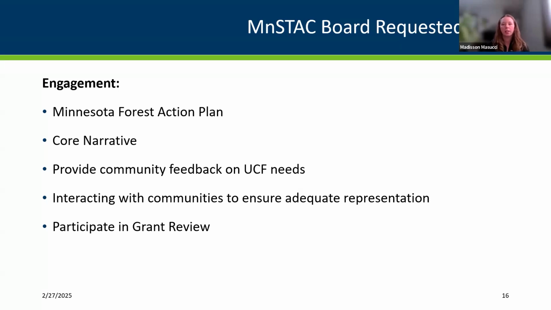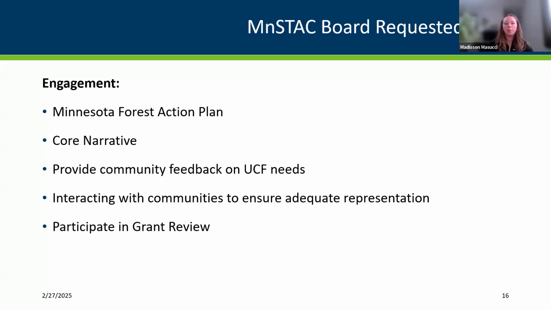That also connects to the next bullet point of interacting with communities to ensure adequate representation. Being the eyes and ears on the ground in your day-to-day job allows you to be much more engaged with communities across the state, and we appreciate that connection and input as much as possible.